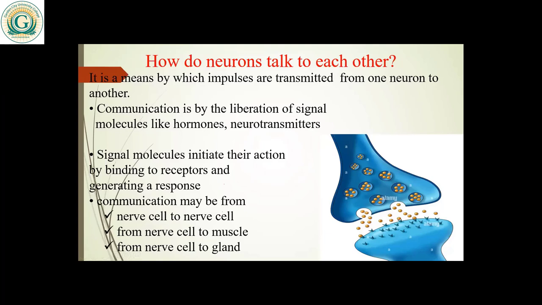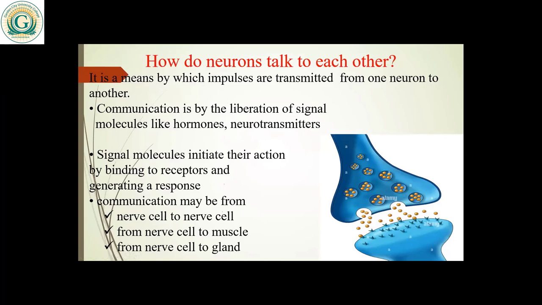When we were doing the introductory part, we did the structure of the cell membrane, the different kinds of proteins you have, and we mentioned that some of the proteins are receptors. The receptors are there to bind to a particular ligand or chemical. And here, the ligand or chemical is the neurotransmitter. For example, acetylcholine will bind to its respective receptor and then continue the transmission of impulse in neuron 2. Communication may be from nerve cell to nerve cell, from nerve cell to muscle, or from nerve cell to gland.